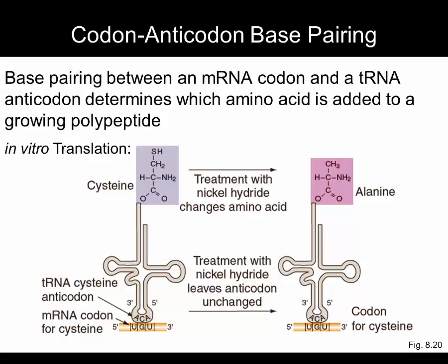Researchers were able to demonstrate this by fooling in vitro protein synthesis systems. By treating tRNAs with certain chemicals, they could replace the amino acid attached to a tRNA without altering the codon or anticodon. So if you attached alanines to cysteine tRNAs, then added an mRNA that had cysteine codons, the in vitro system would put alanines in the polypeptide.